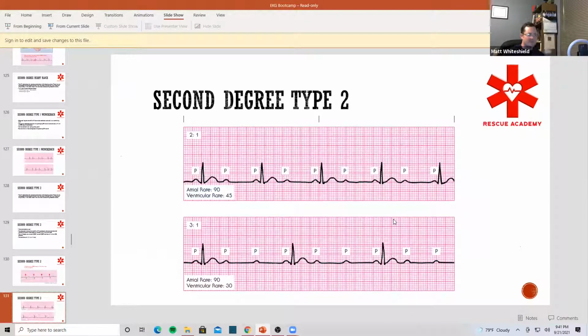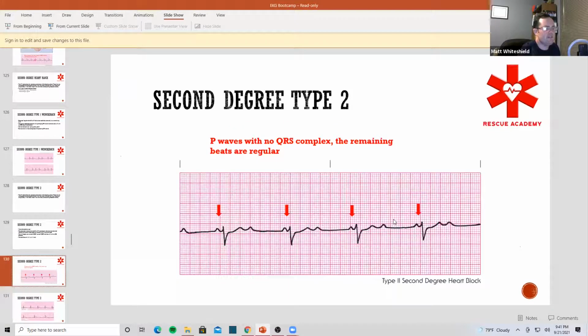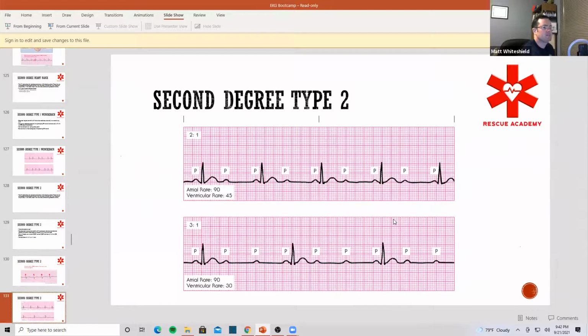So we have more second degrees here with different rates, right? So this one would be a 2-to-1. We have 2 P waves to every 1 QRS complex. Let's take a look at this one. Here's another 2-to-1. We have 2 P waves before every QRS complex. This is the same kind of concept as the last one.